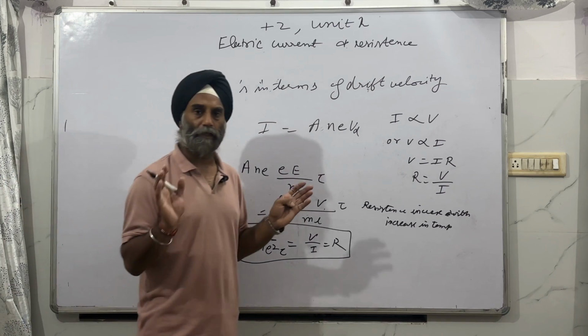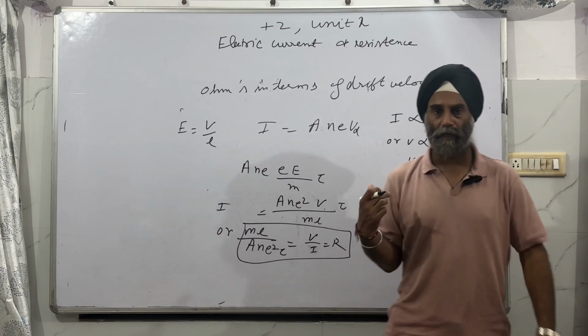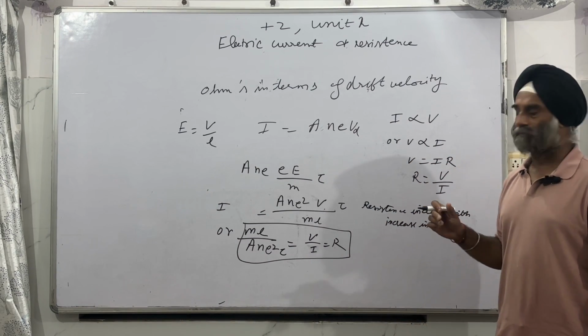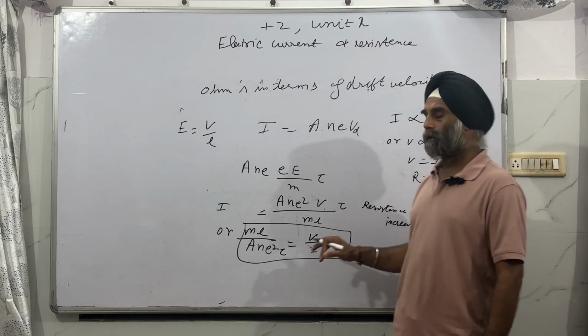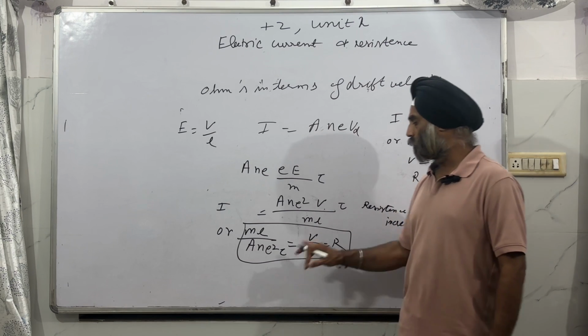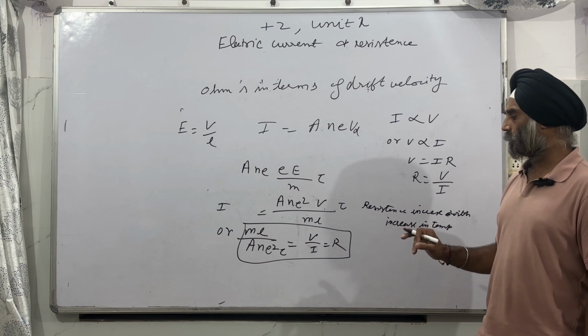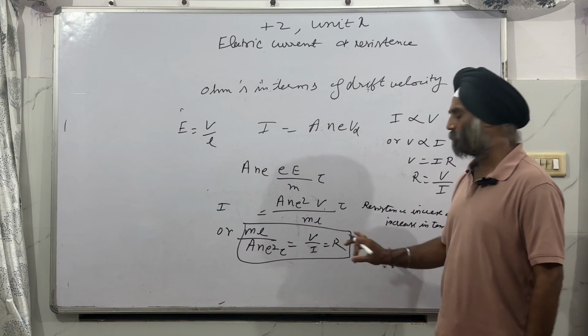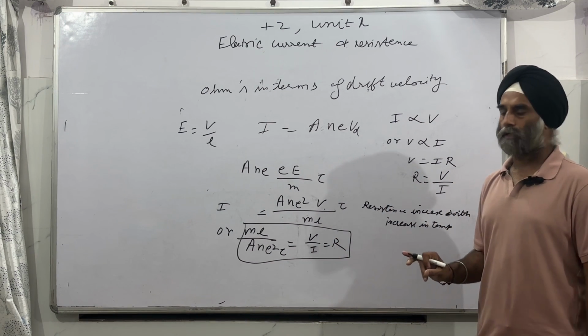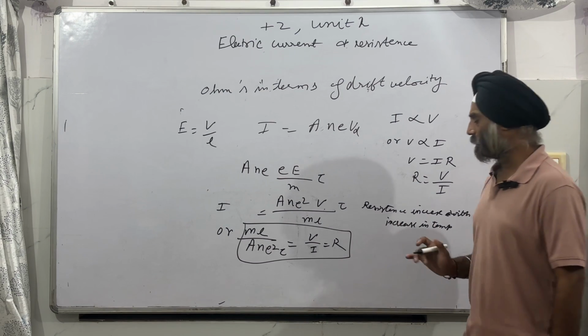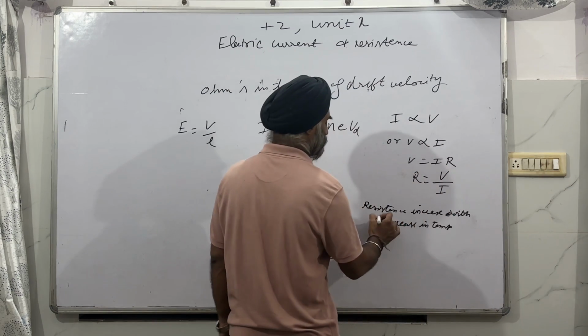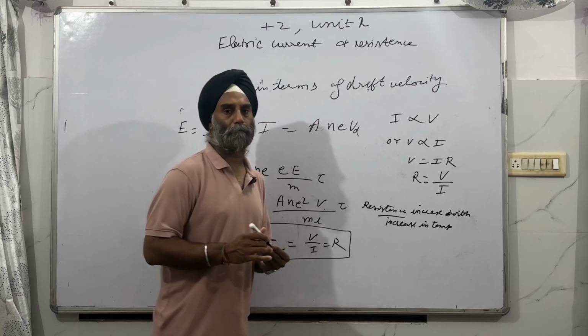The vibration frequency of the collisions with the atoms and ions will increase. As the frequency increases, the time period decreases, tau decreases. Tau is inversely proportional to R. Tau decreases, therefore R increases. R increases with increasing temperature.